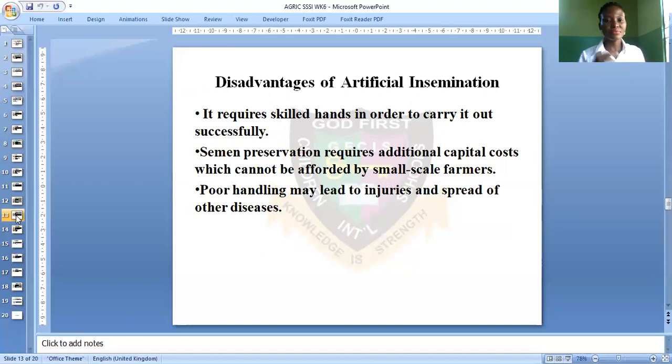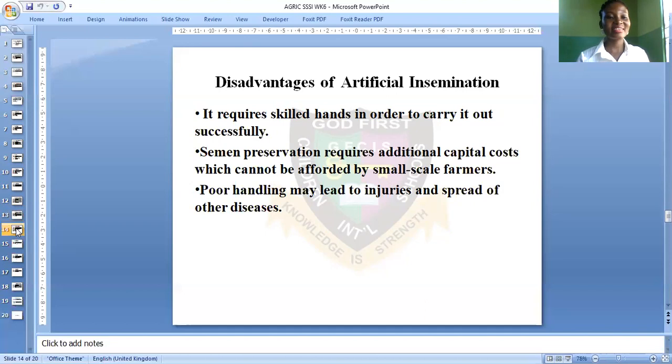Number two, to preserve the sperm requires additional capital cost, and a small-scale farmer might not be able to afford the cost of preserving the sperm. Number three, poor handling of artificial insemination might lead to injuries to the farm animals. If it is handled poorly, it can cause the female animal injuries, and there might also be the spread of other diseases. I believe you're following me.